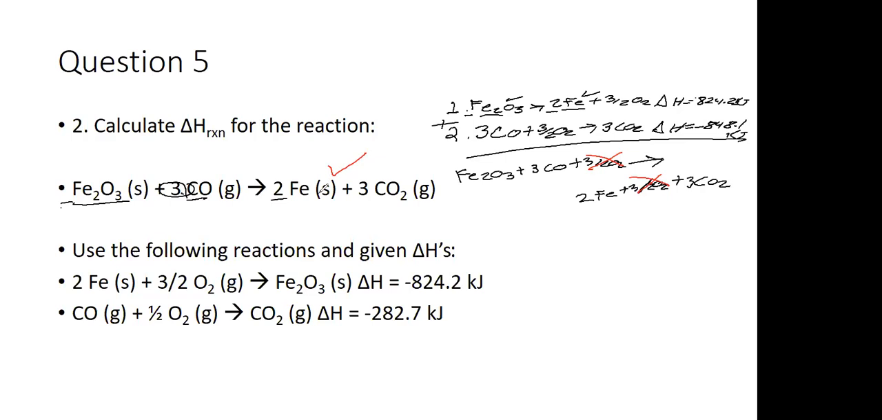And since delta H's are additive, we just add the two delta H's together. So we're adding 824 to negative 848. Our delta H of this reaction then equals negative 23.9 kilojoules. So that's how we can use manipulating separate equations, combine them into one equation, and calculate delta H for this one equation.